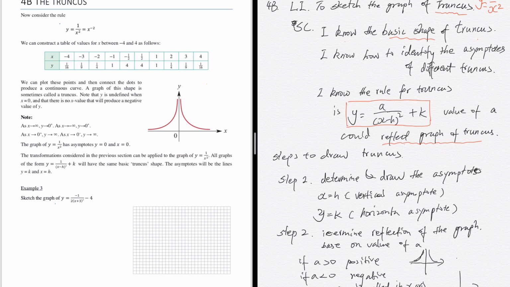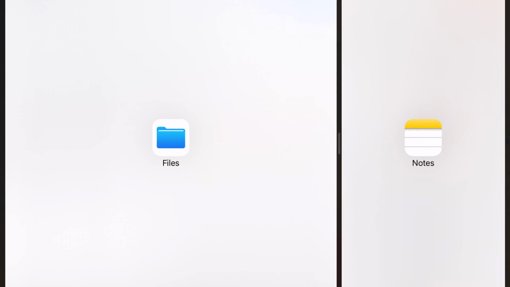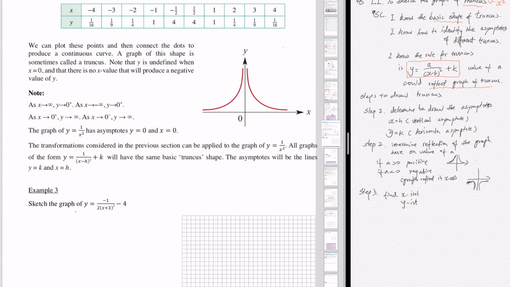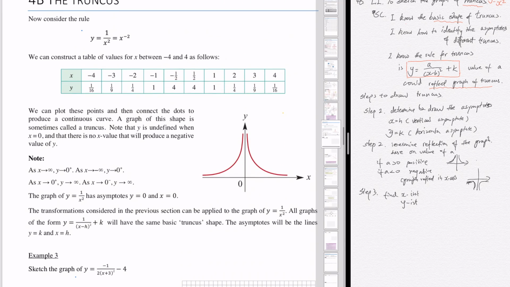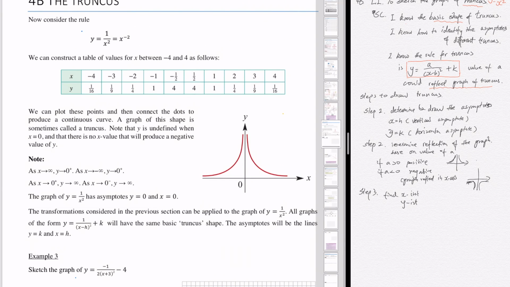So first of all, the first success criteria, I know the basic shape of Truncus. Now let's come back to our booklet. Truncus, as I said earlier, is the graph of y equal to 1 over x squared. The graph of this equation is over here. So this type of graph is called Truncus.